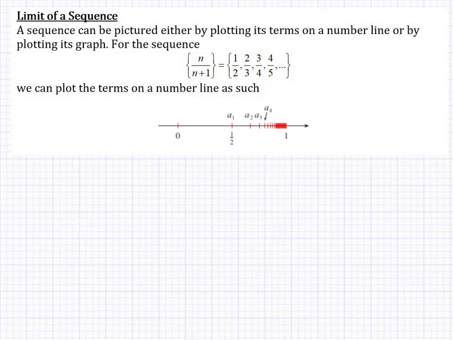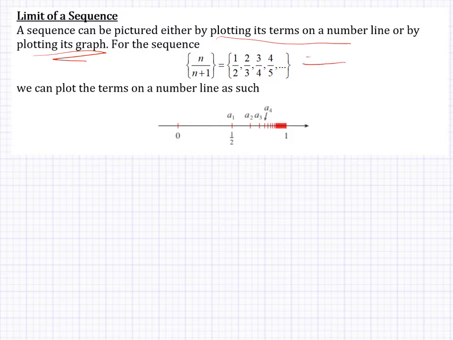So next thing I want to start talking about is the limit of a sequence. So one way we can sort of think about the limit of sequences is picturing it. And we can picture it by plotting terms of the sequence on a number line, and that can help give us an idea about the limit of a sequence. Or we can even plot it on a graph, similar to like we would graph a function. Because remember, think about this sequence as a function whose domain is the positive integers.